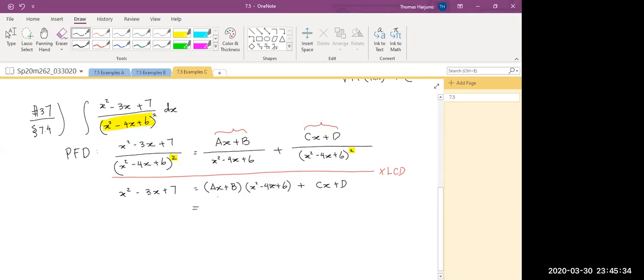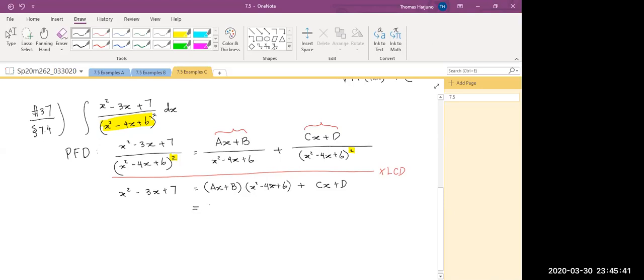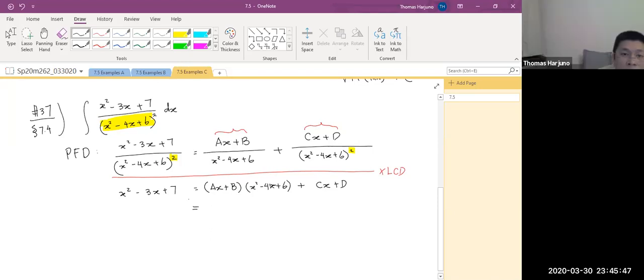I started with x. Oh, sorry. That's okay. What do you say, Nora? Oh no, I started with x cubed and then x squared. Yeah, that's right. So, oh, you know what? You're right. Let's deal with x cubed right away then.